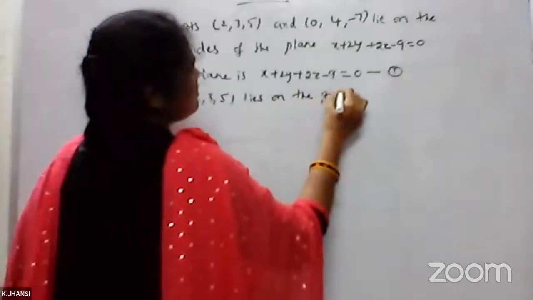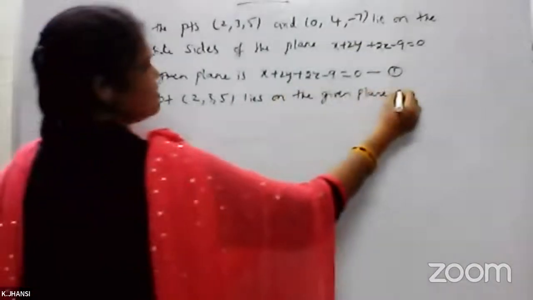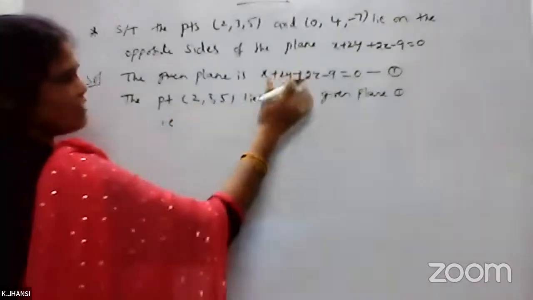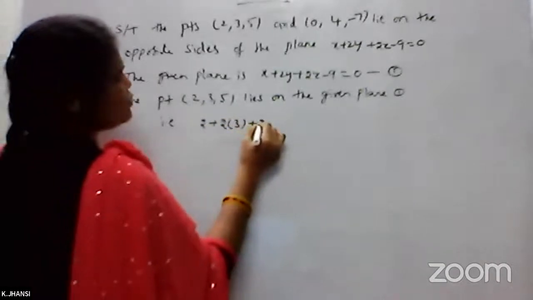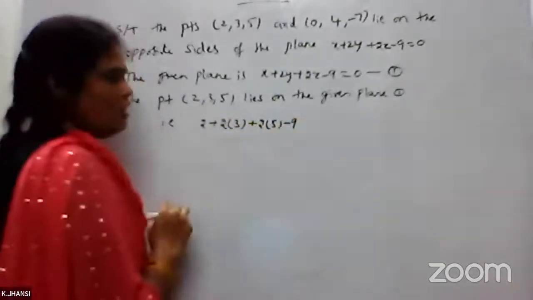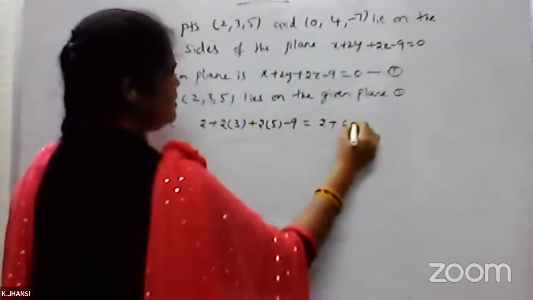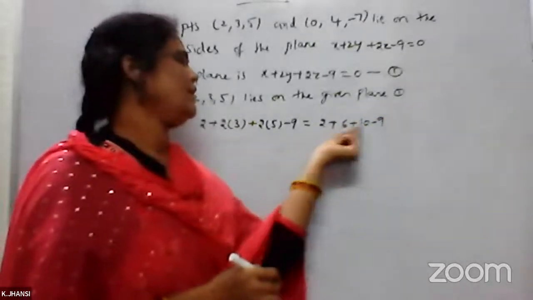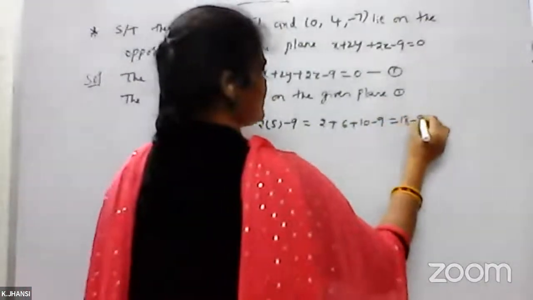So in place of x, y, z, you substitute this. You will get 2 plus 2 into 3 plus 2 into 5 minus 9. This equals 2 plus 3 2s are 6 plus 2 5s are 10 minus 9. So it is 6 plus 2, 8, plus 10, that is 18 minus 9. So 9, which is greater than 0.